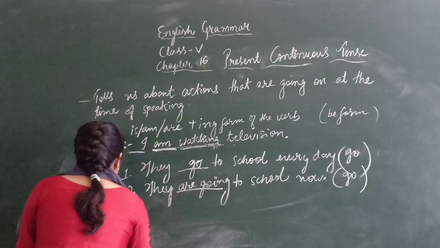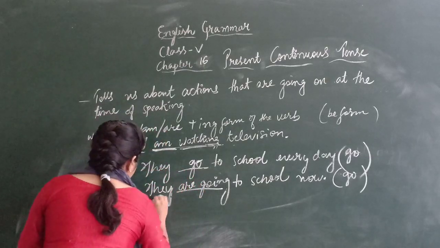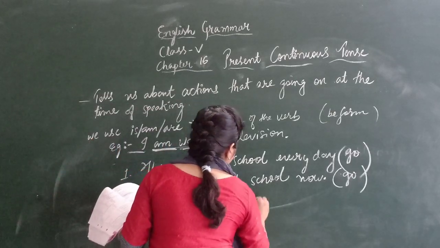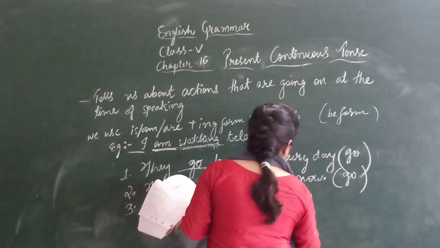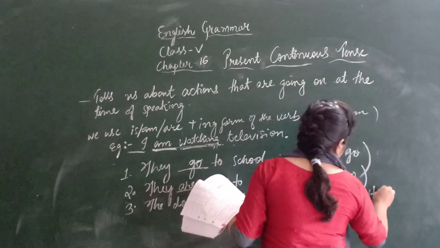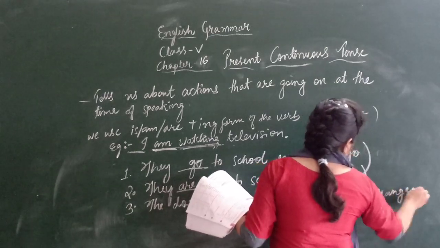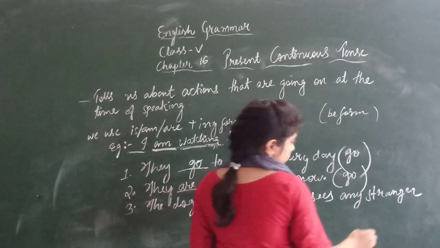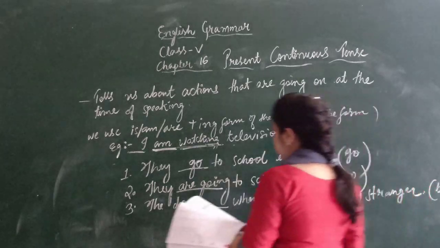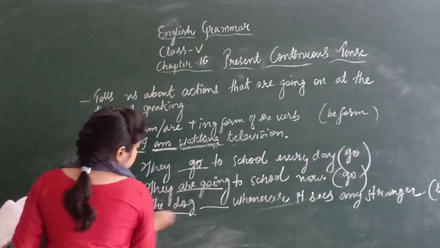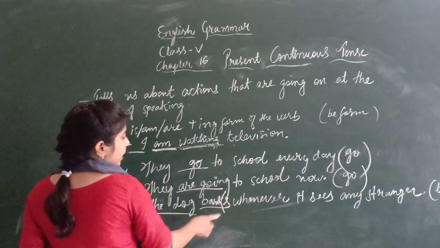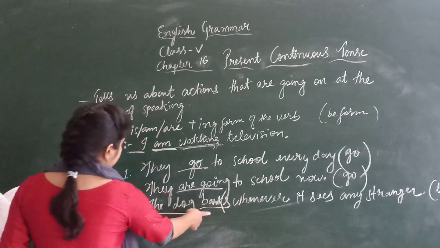Now, the third one is the dog dash whenever it sees any stranger. Stranger, you know, to anjaan vyakti hote hain, unhe hum stranger kehte hain jinse hamari koi jaan pehchaan nahi hoti, right? So in the bracket it is given bark. The dog is singular, so we will write this as barks. Bark mein hum s add kar dete hain, barks.